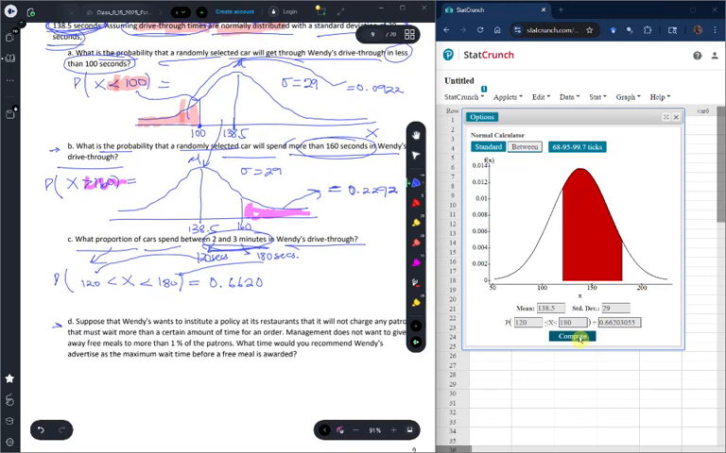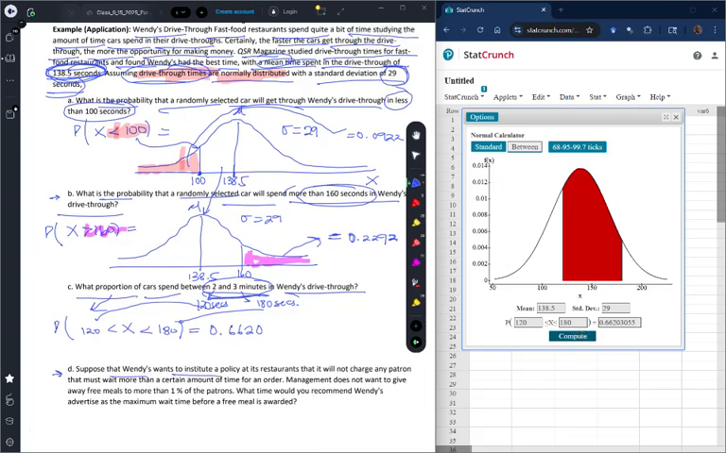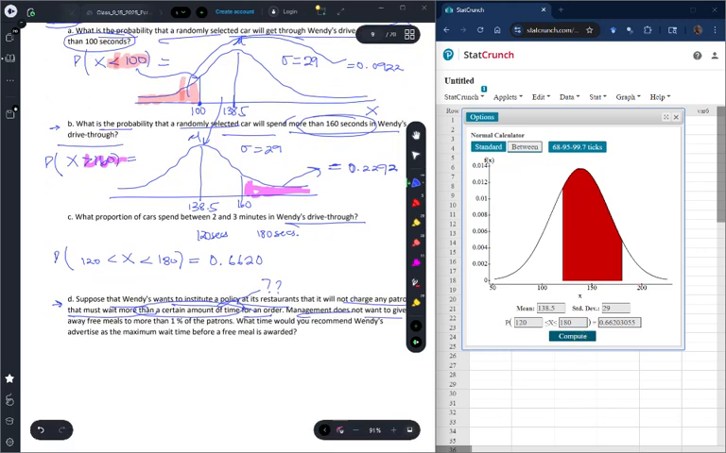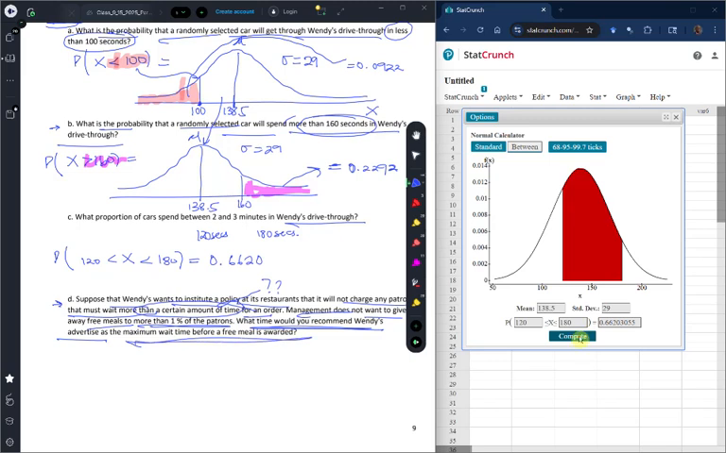And the last question here says that suppose Wendy's wants to institute a policy at its restaurants that it will not charge any patron that must wait more than a certain amount of time, which we do not know, for an order. Management does not want to give away free meals to more than 1% of the patrons. What time would you use data to prove, to advertise as the maximum wait time before a free meal is awarded? It's a great question.